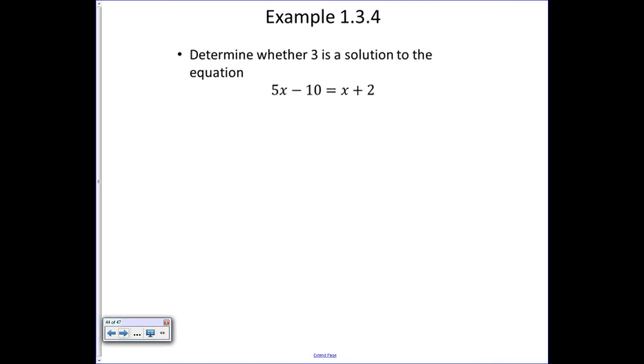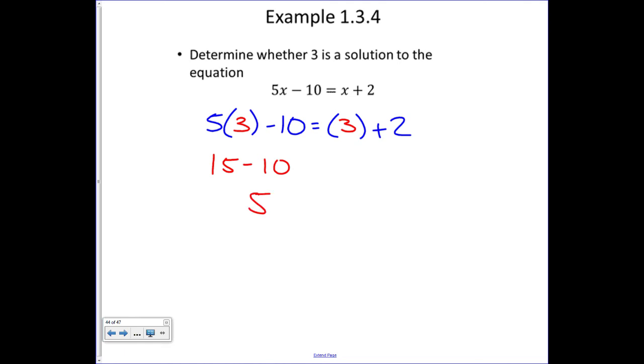So we want to determine whether the number 3 is a solution to this equation. So very similarly to what we did just a minute ago, we're just going to replace x with parentheses. And then we're going to plug in 3 and solve both sides. We want to see if both sides are equal to each other. Well, 5 times 3 is 15, minus 10. 15 minus 10 is 5. 3 plus 2 is 5. 5 is equal to 5, so yes, this is a solution. If we were to work this out and these two sides were not equal, then it would not be a solution.